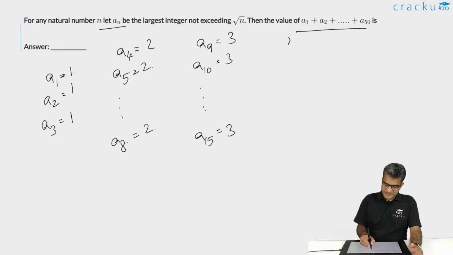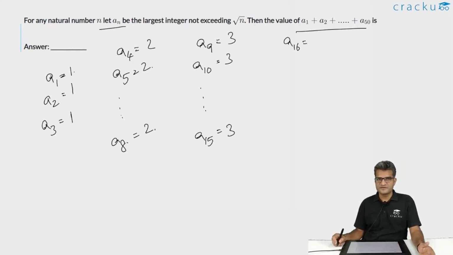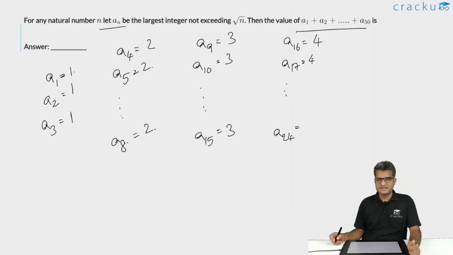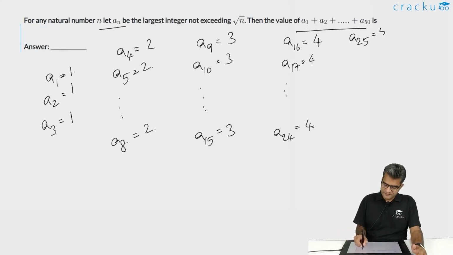What about a16? a16 is the largest integer which is less than or equal to square root of 16, which is 4. Similarly, a17 is 4. This will continue till a24. The largest integer which is less than or equal to square root of 24 is again 4. We know that 5 square is 25. So a of 25 is 5. And this will continue till a of 35.